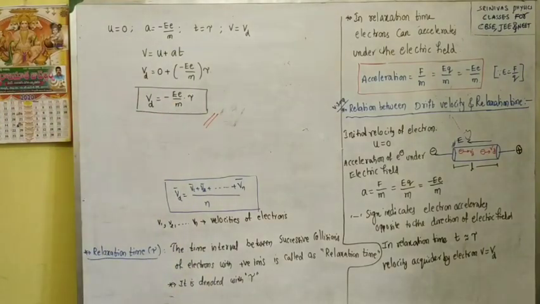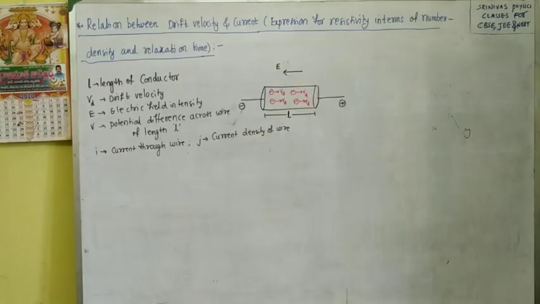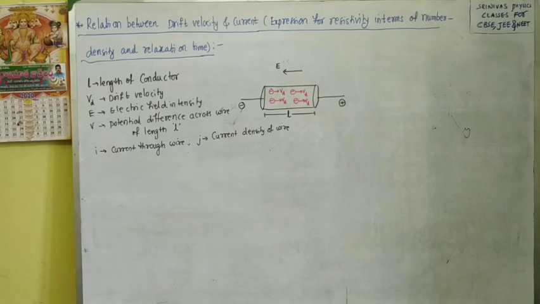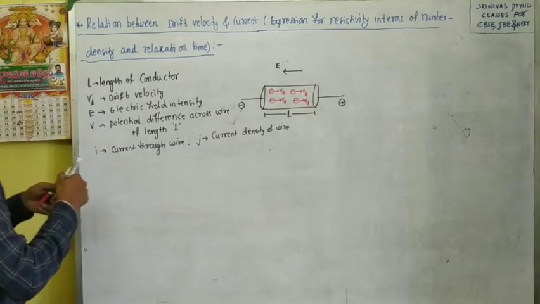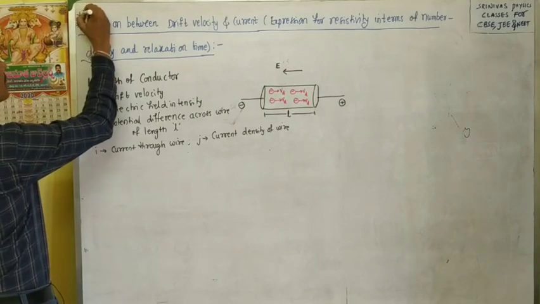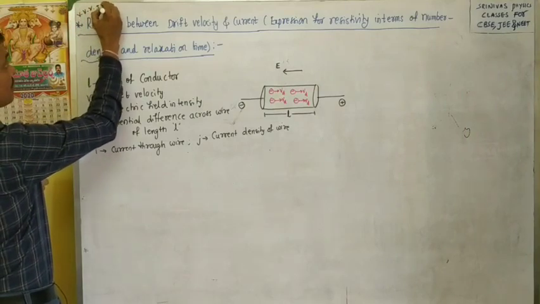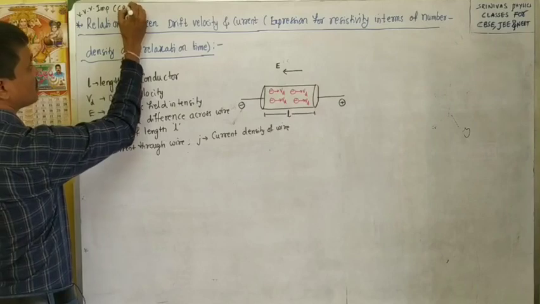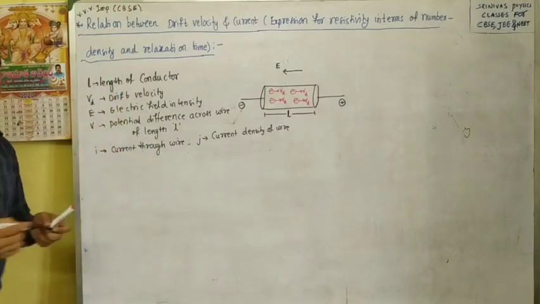Now let us continue the topic. The next topic is the relation between the drift velocity, current density and current. I am going to rub the board and start the next topic. This is very important for the exam. It has come many times in the CBSE. This is a very important question in the third chapter.